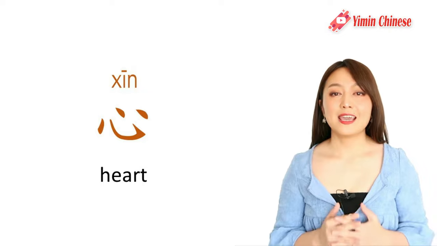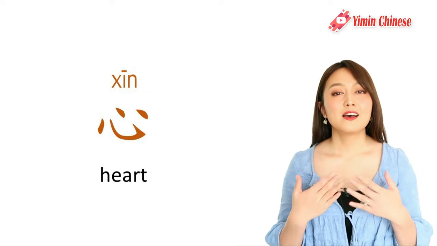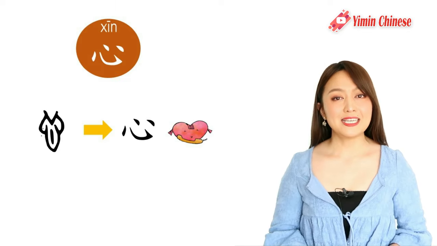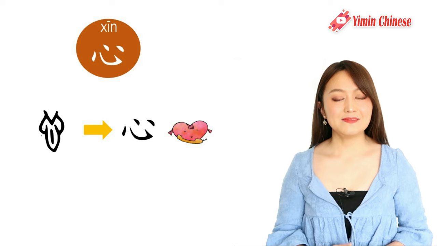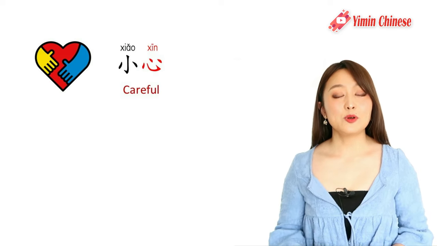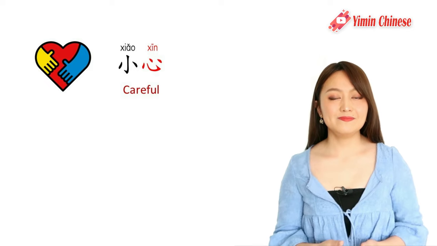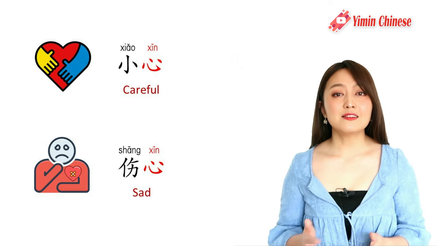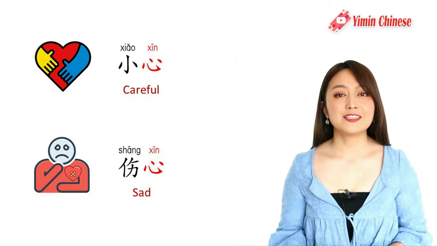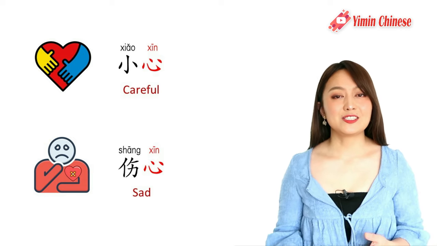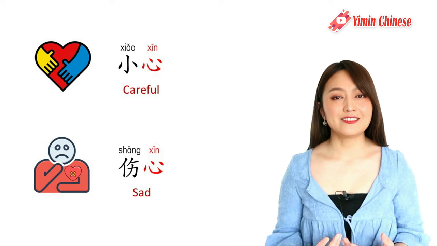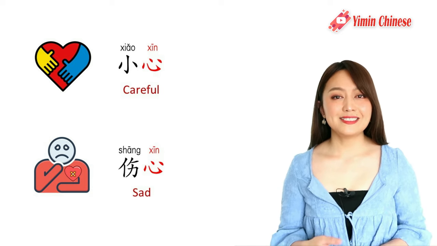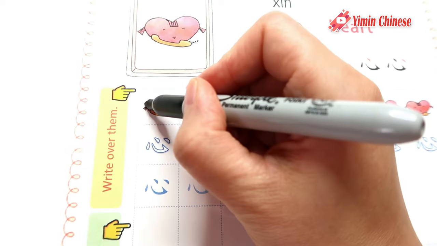And last character is 心. It means heart. Originally, it looked like this. Still, it's drawn of a human heart. And nowadays, it looks like this. Example words such as 小心, be careful. Or 伤心. It means sad. 伤 literally means hurt. 心, heart. So 伤心, like your heart is hurt, you are sad. Okay, now let's write the character.